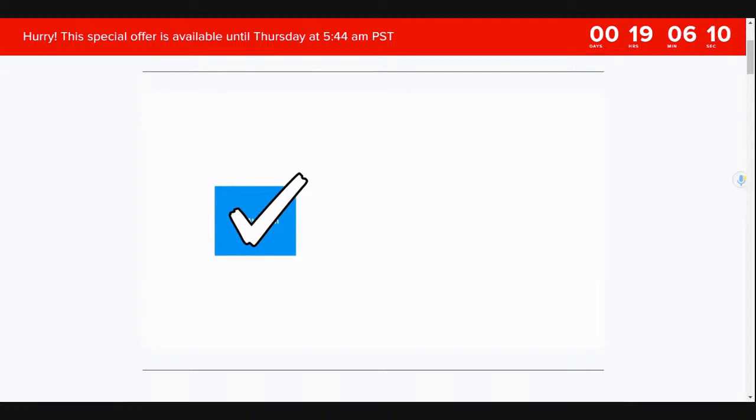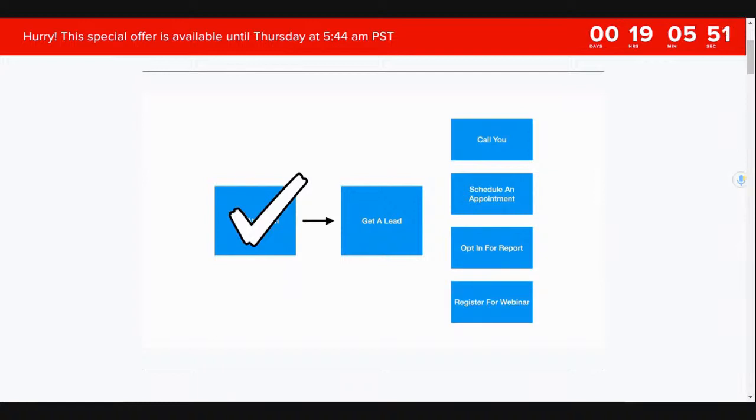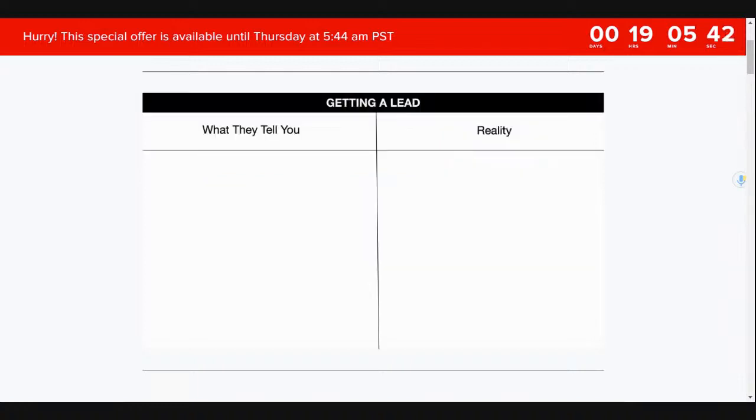So the next step here is to get a lead. Getting a lead just means getting someone to raise their hand and say, yeah, I'm interested in your stuff. That could be getting someone to call you. It depends on your business type, so that could be generating a phone call or having someone schedule an appointment. For most folks in the internet world, it's usually opt in for a report or register for a webinar or whatever. When you look at the advice that's given around getting leads and what to do with them, the stuff you're hearing is freaking horrible.